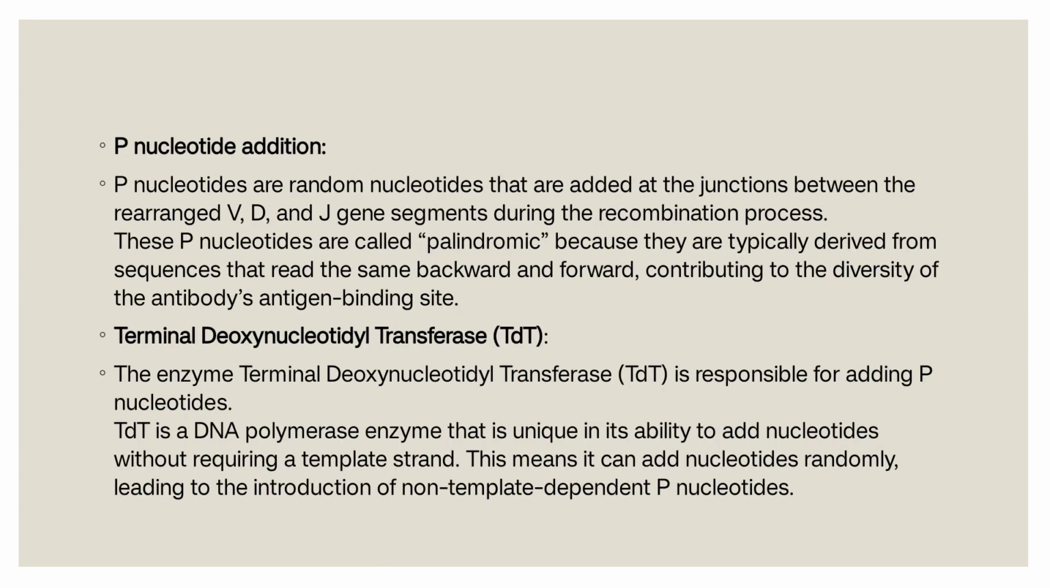Next step is P-nucleotide addition. P-nucleotides are nucleotides that are added at the junction between the rearranged V, D, and J segments during the recombination process. These P-nucleotides are called palindromic because they are typically derived from a sequence that reads the same backward and forward, contributing to the diversity of the antibody's antigen binding site.